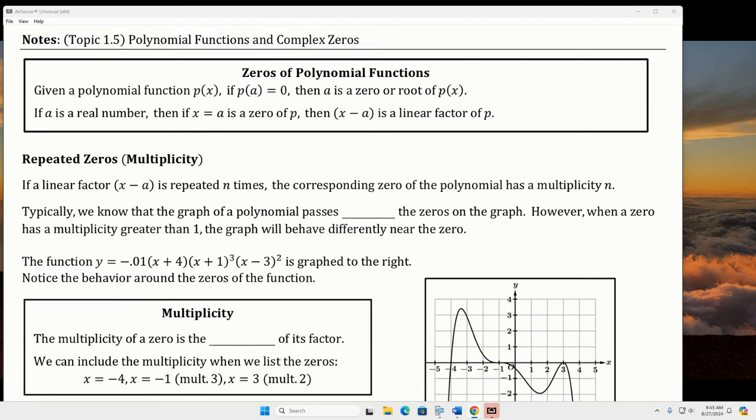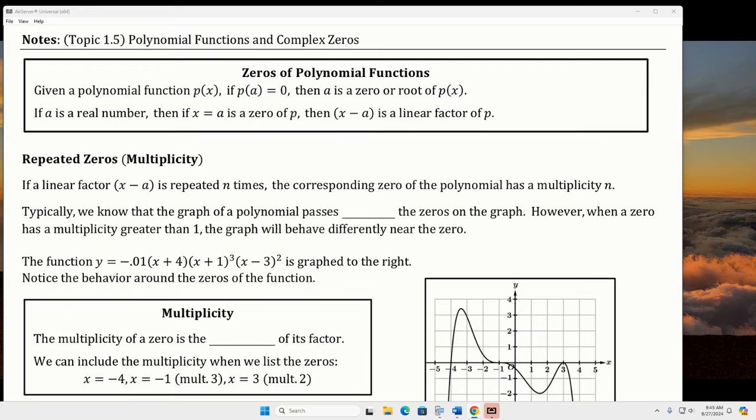One thing we didn't talk about yesterday, but we kind of figured out, is that if x equals a is a zero, then x minus a is a factor. We did it the other way. So we had the factor and got the zero, but we can go both ways with that.